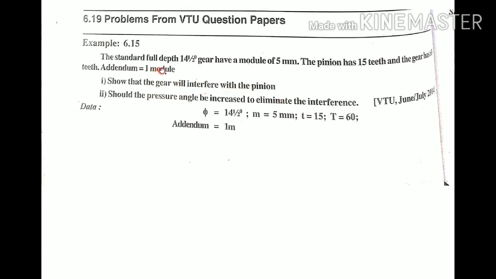Let me write the first data. Phi they have given as 14.5 degree. This is a standard pressure angle for the gear. You have to write it like that only, 14 and a half degree. And the module they have given is 5 mm. Then the number of teeth on the pinion, small t, is 15. Gear is 60. They clearly mention it, so no confusion at all. And the addendum is given as 1 times the module, nothing but 1 into M. M is how much? 5. Therefore, 1 into 5 becomes 5.